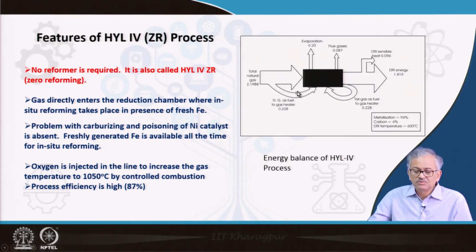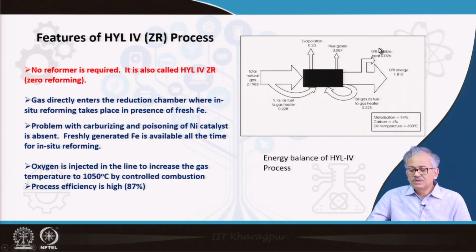Natural gas as fuel to the gas. Some amount of natural gas also you give to the gas preheater. So that also carries this much of energy, 0.228. So total this much of energy is input into the system, and then you get DRI of 1.815. DRI energy is this, and the DRI sensible heat is also there, 0.096.